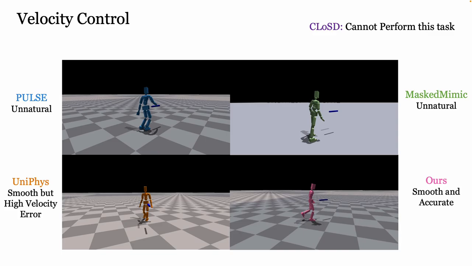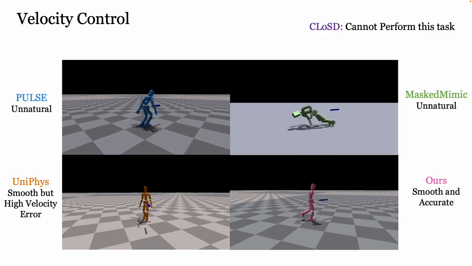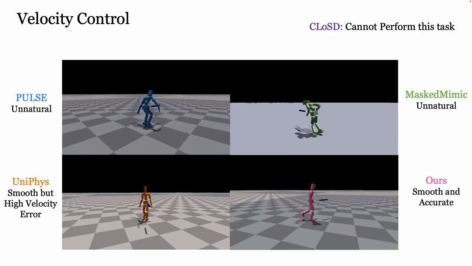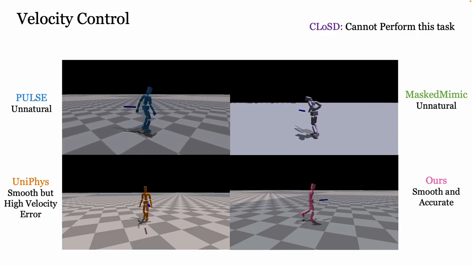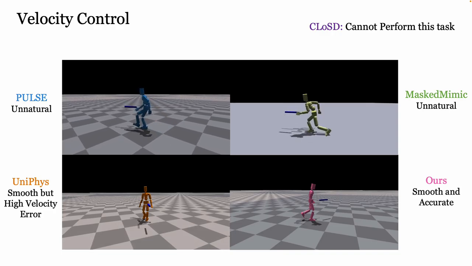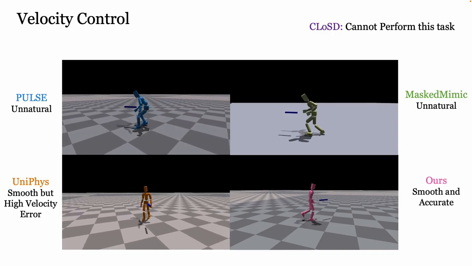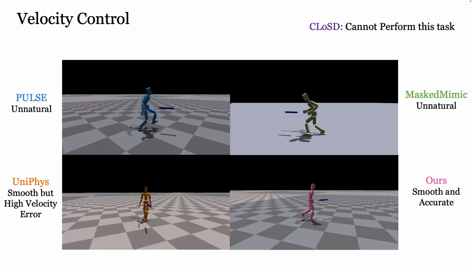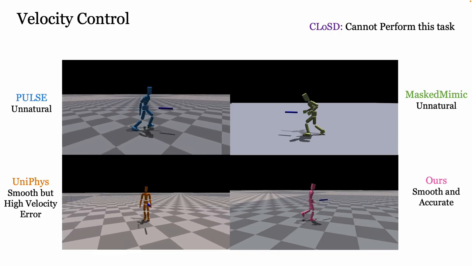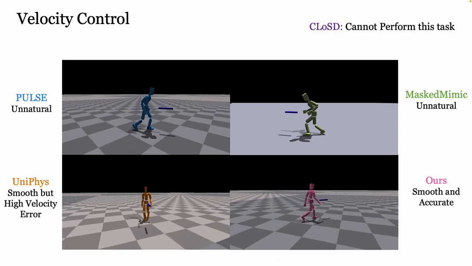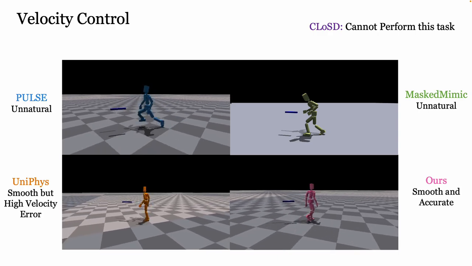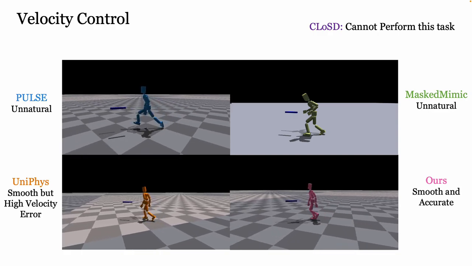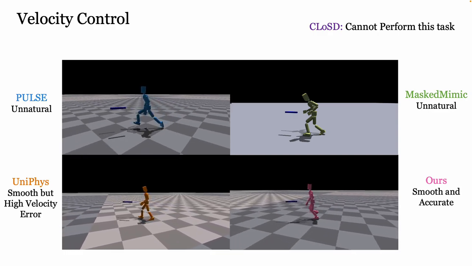In the velocity control evaluation, PULSE produces high jitter and unnatural running poses to meet velocity targets, while MaskedMimic moves with very small steps and a lowered head. UniPhys provides smooth motion and transitions but suffers from high velocity error. Our method, however, maintains smooth motion and reactive turns while accurately respecting target speeds and directions.